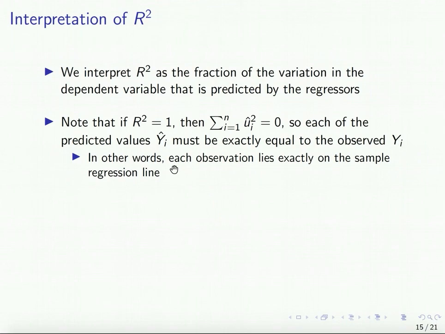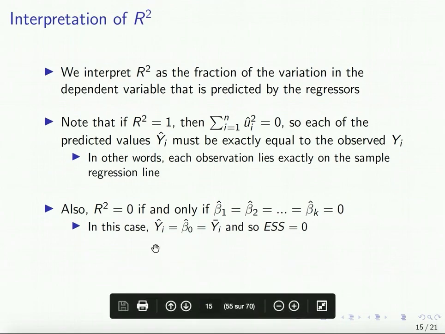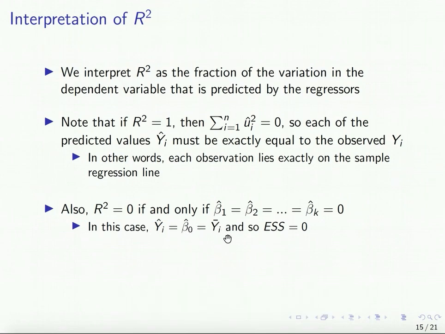So we're going to see that in the simple regression case, it means that all the observations are actually lying on the line of your sample regression line. If r squared is 0, then one consequence of this is that all your betas are themselves zeros. Okay, so it means that you did a very bad job and that actually none of your variables are correlated with y. This is a case where y hat is just equal to beta hat 0, which is just equal to the average. And so the explained sum of squares is just 0.